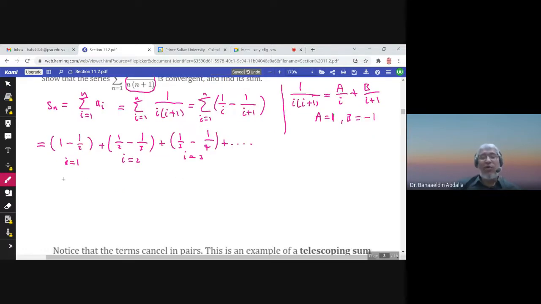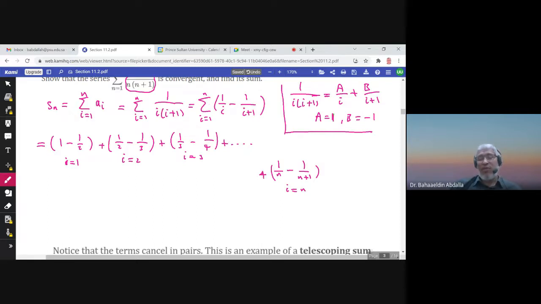If I ask you what would be the last term, what is the last term of this sum? You say when i equals n. So the last term would be 1 over n when I replace i by n, minus 1 over n plus 1. So this would be the last term, and we will get it when we put i equals n.